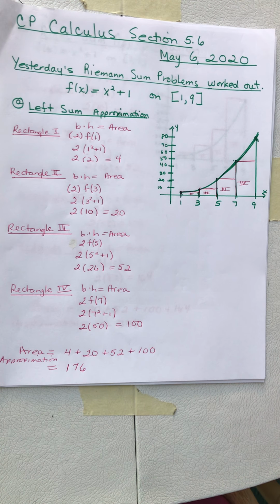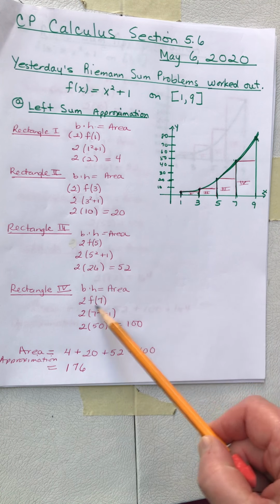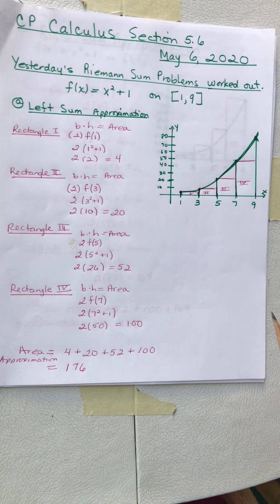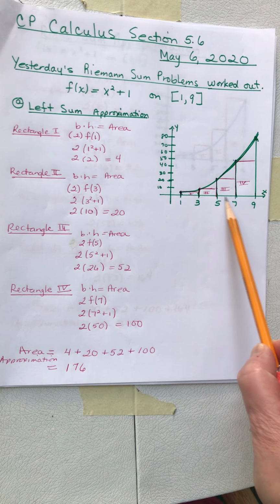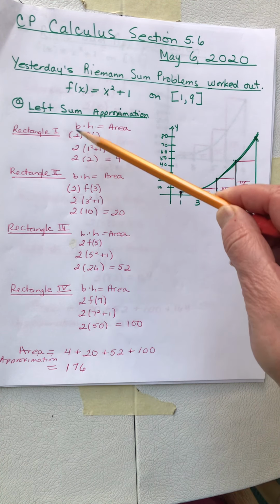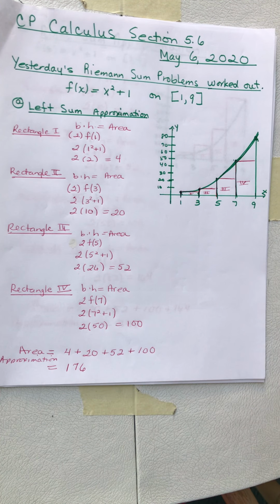I'm going to do the left sum approximation first. I streamlined it a little better than I did in my presentation, I hope. All we have to do is find the area of rectangles, so that is base times height. First we look at all our rectangles, 1, 2, 3, 4, and see what all our bases are: 2 units, 2 units, 2 units, and 2 units. So every one has a base of 2 units. Now we need the height.